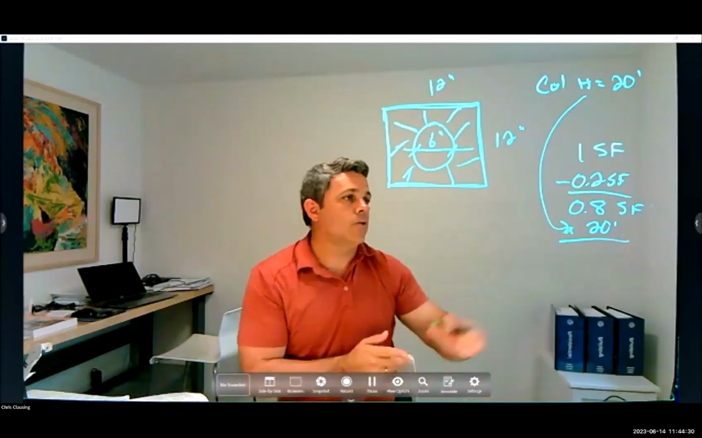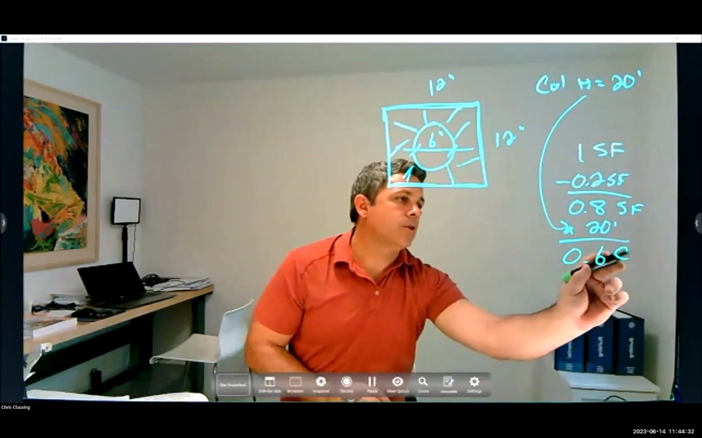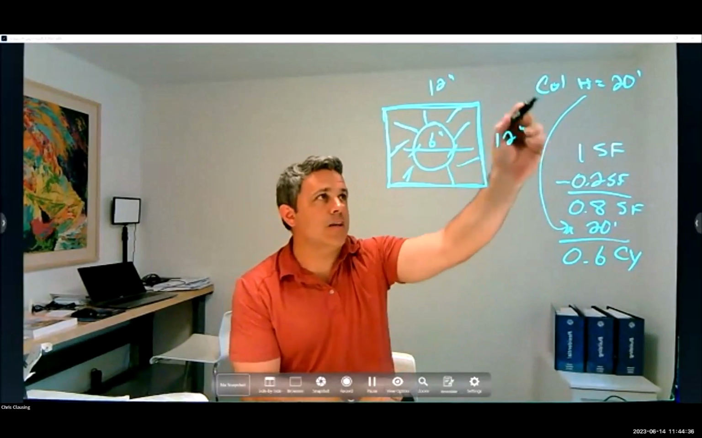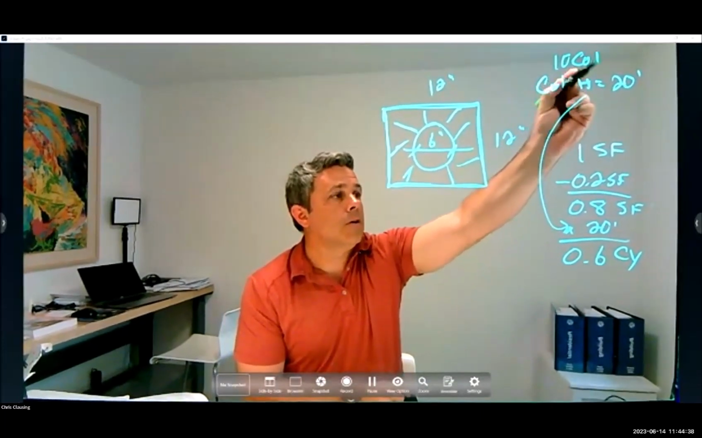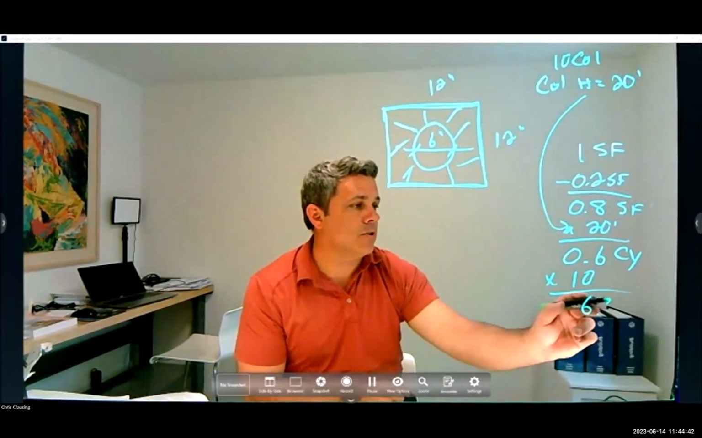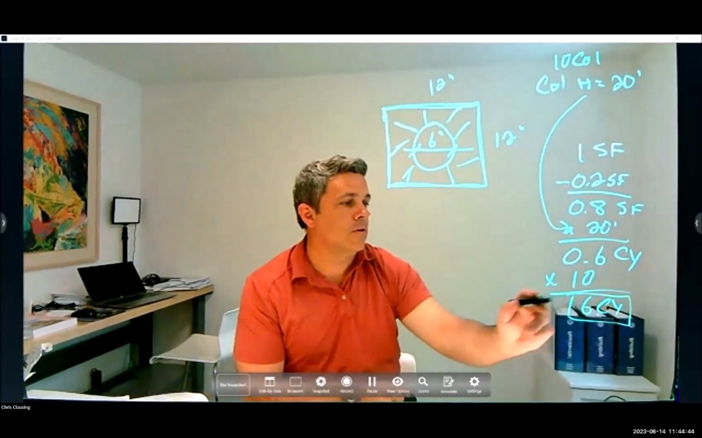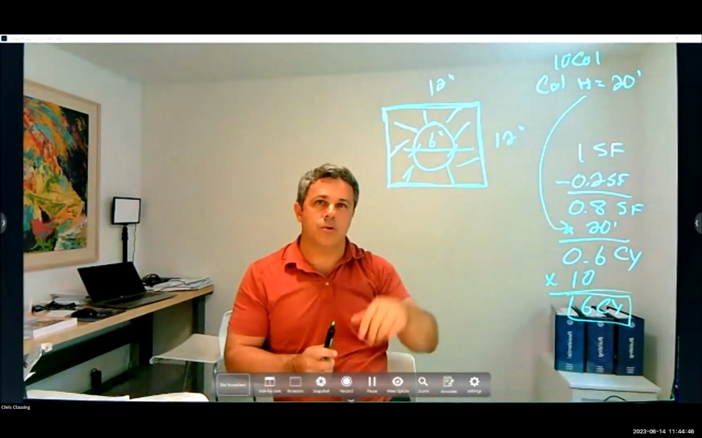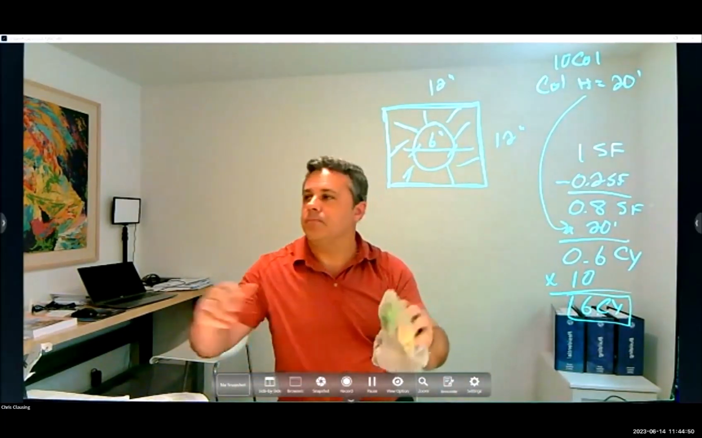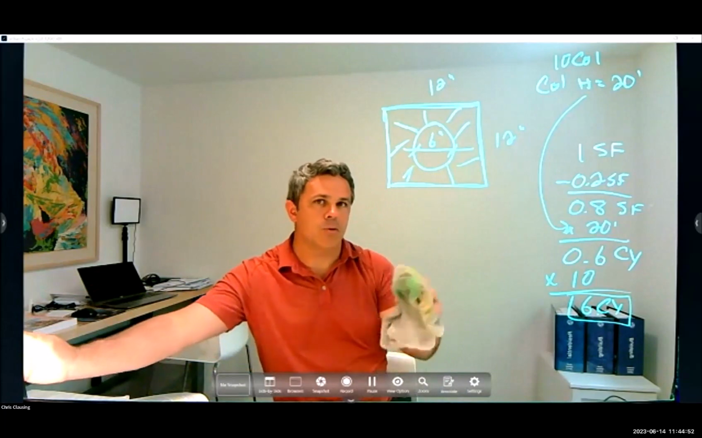So it's 0.6 cubic yards. Now, let's say you have 10 columns. If I have 10, I just multiply that times 10, and then I know I'm going to have 6 cubic yards for that project. So this is a pretty typical one as well.